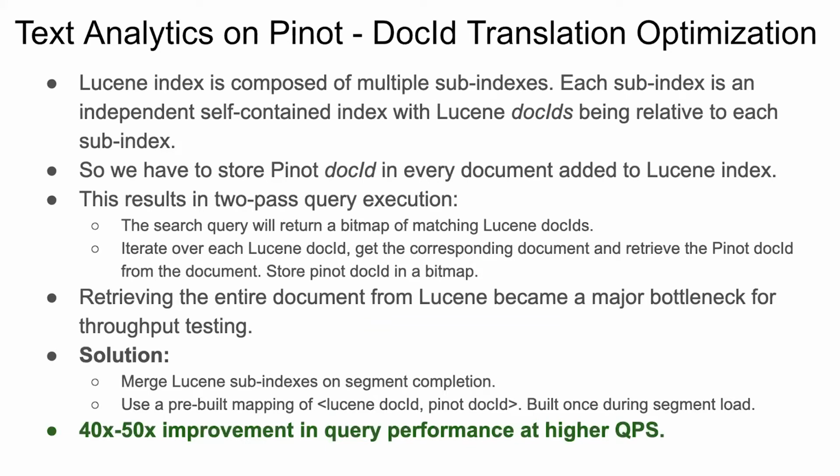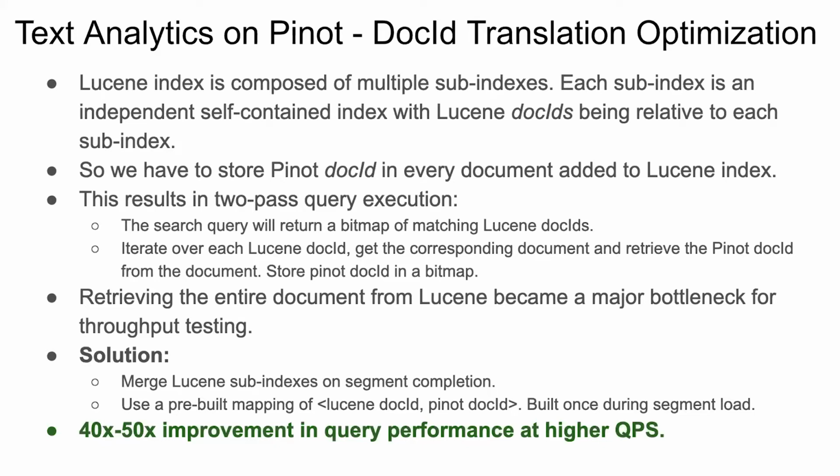The Lucene index writer will buffer documents up to a certain memory threshold. Once that threshold is hit, it will flush them onto disk, and that will create a Lucene sub-index. The key thing here is that as and when documents are added to Lucene, Lucene also assigns a monotonically increasing doc ID to each document added. But these doc IDs are relative to each sub-index.